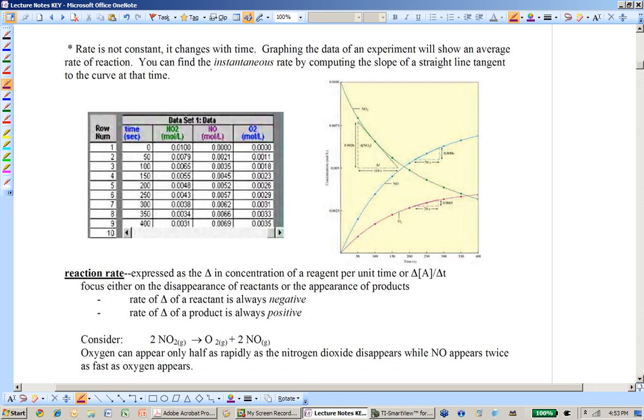You can find the instantaneous rate. Focus on the word instant, rate at an instant. So instantaneous rate by computing the slope of a straight line tangent to the curve at that time of interest. I'm going to translate that into English and actually make it visual for you. So let's talk about this green line. I got this reaction, and that's NO2. I know it's small on the screen, and I know it's kind of fuzzy, but that's NO2.